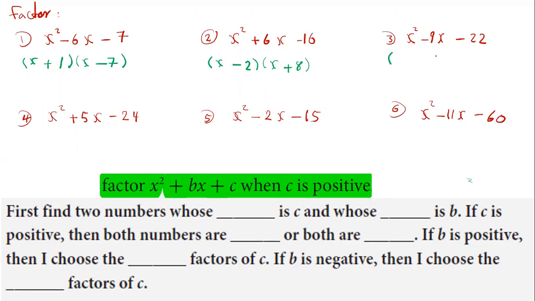Here, x squared, x times x. Two numbers, their product 22, difference 9. Yes, 2 times 11, 22. 11 minus 2 will be 9. Now for the sign. The greater factor will take the sign of the midterm, and the other one will be opposite.